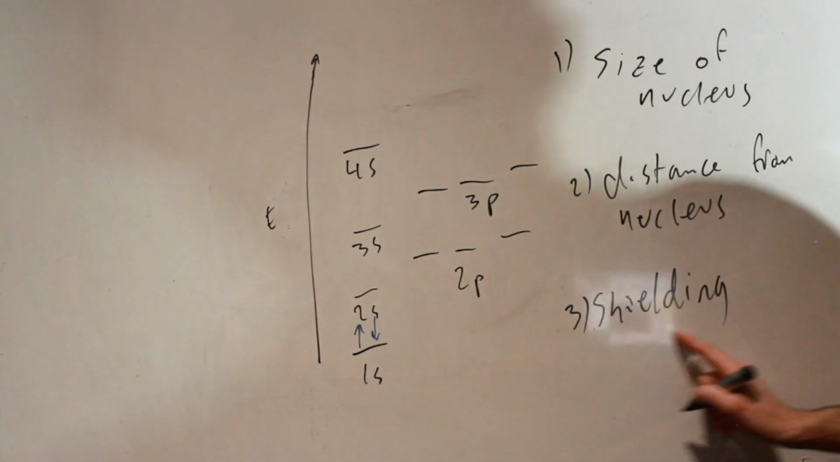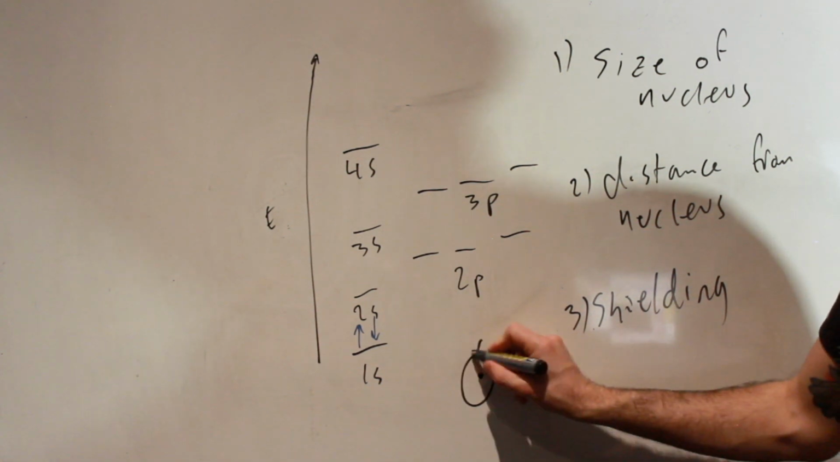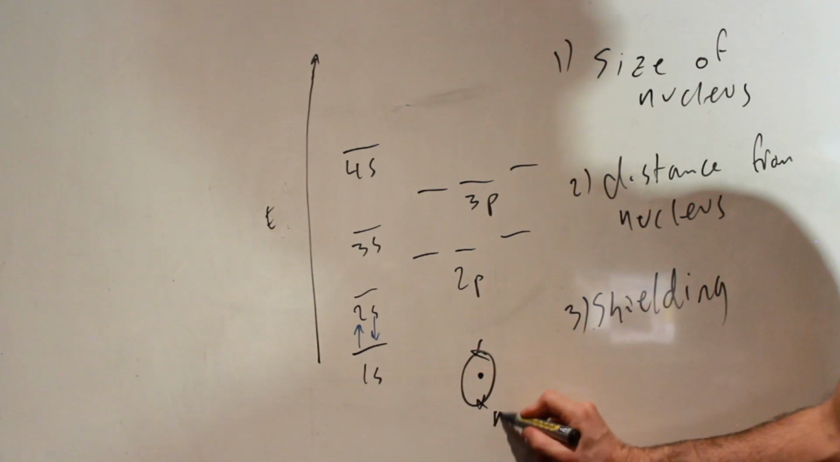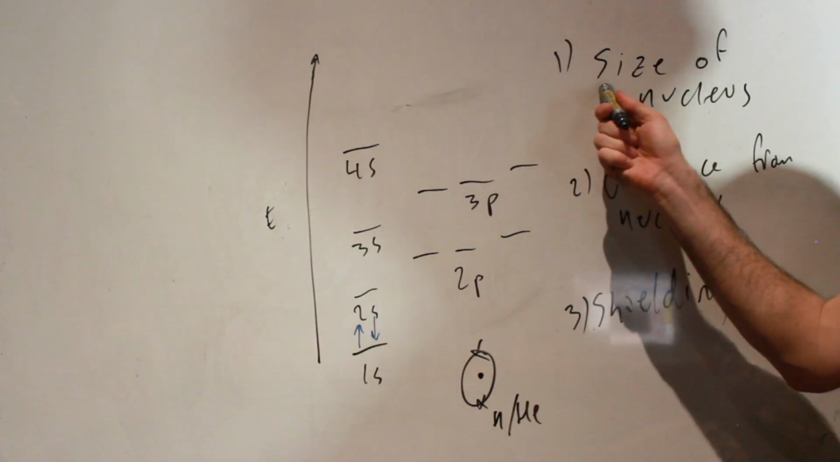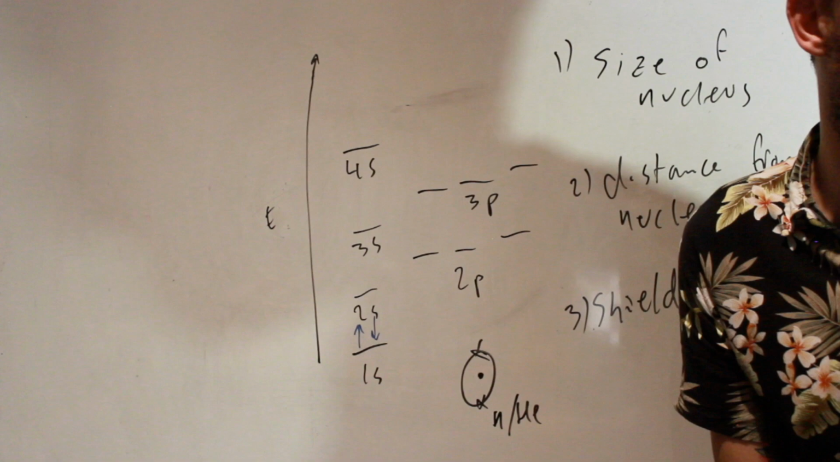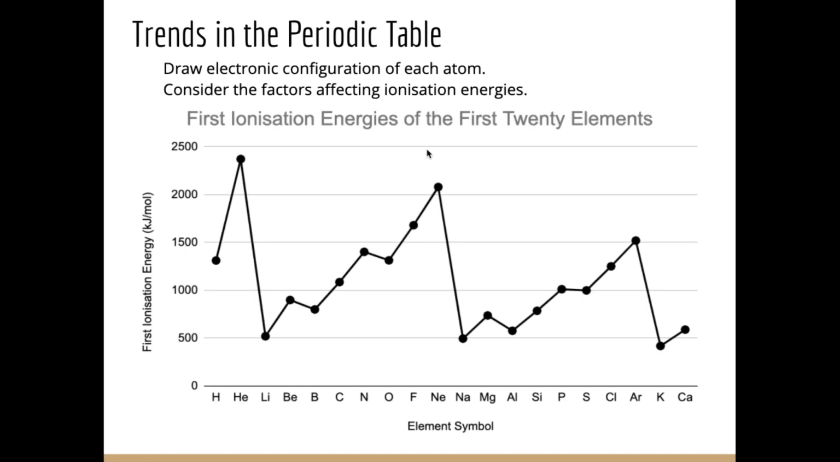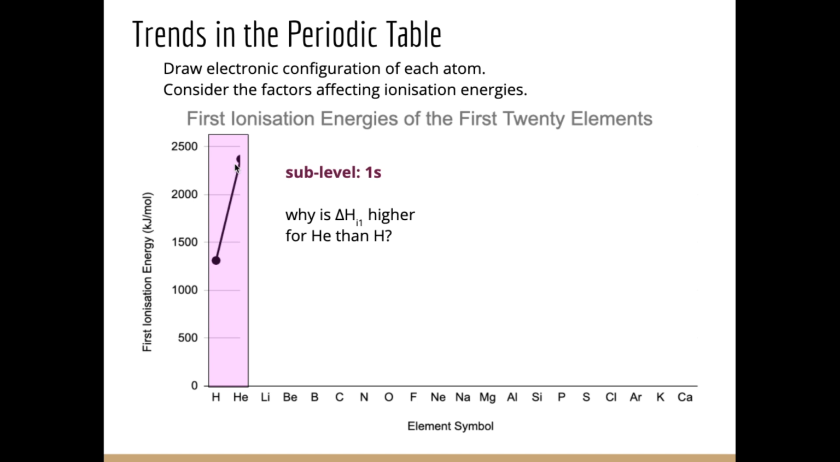They have no shielding effects. There are no electrons between the nucleus and the valence electrons for hydrogen or helium. So what we can see here is that helium is going to have a higher ionization energy than hydrogen because it has more protons, because the nuclear charge is increased. Higher nuclear charge, the more energy it takes.